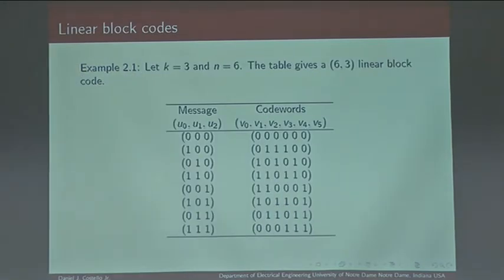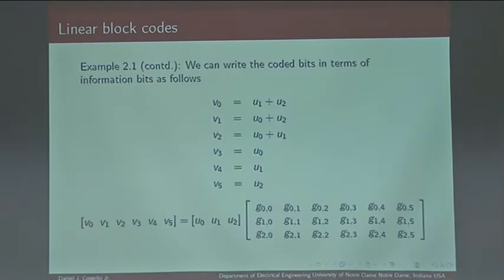In a similar way, V1, the second bit here, is U0 plus U2. So here we see 1 plus 0 is 1, 0 plus 0 is 0, 0 plus 1 is 1, etc. And V2 is U0 plus U1.